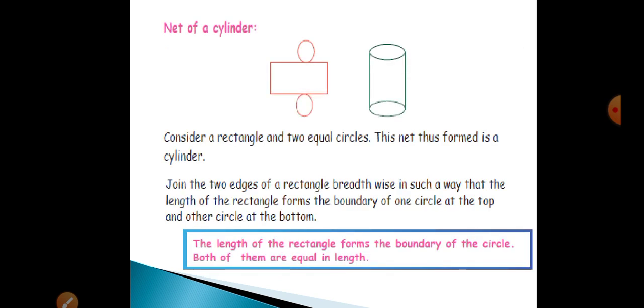The next shape is the cylinder. Net of a cylinder. Consider a rectangle and 2 equal circles in it. This net thus formed is a cylinder. Join the 2 edges of the rectangle breadthwise in such a way that the length of the rectangle forms the boundary of one circle at the top and the other circle at the bottom. The length of the rectangle forms the boundary of the circle. Both of them are equal in length.